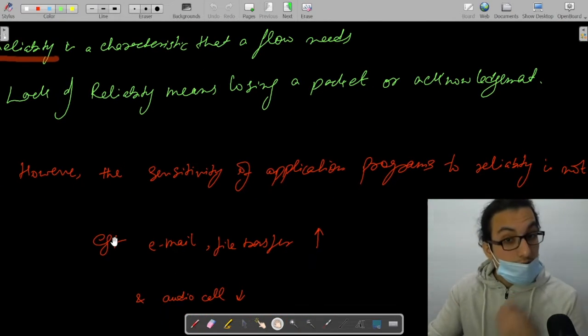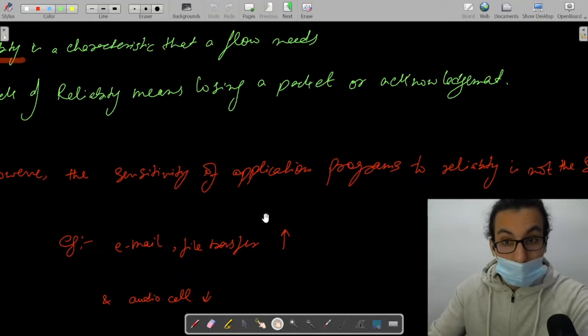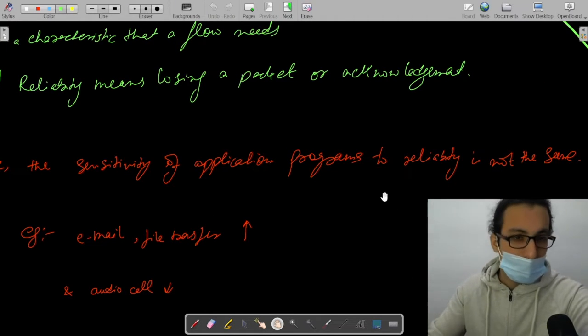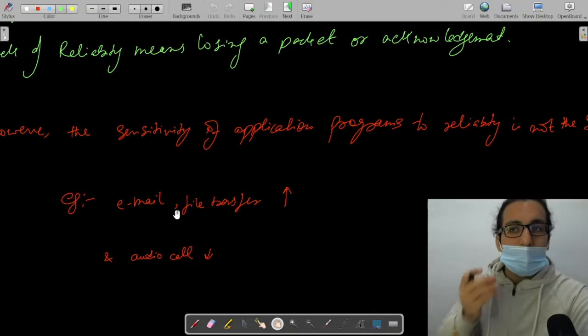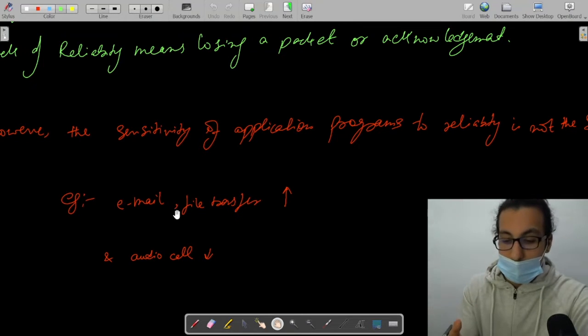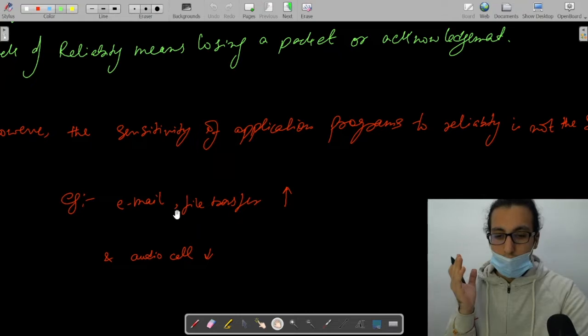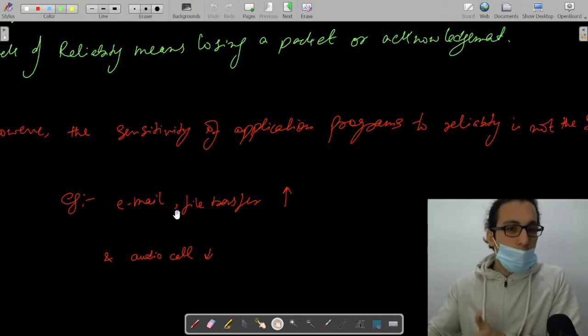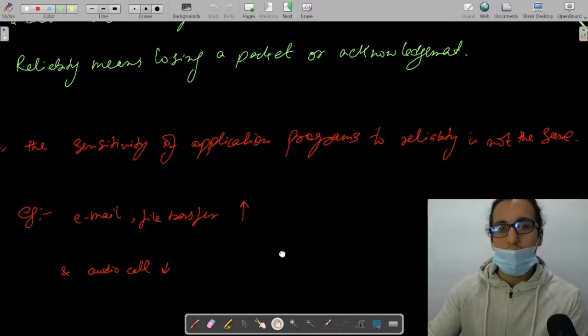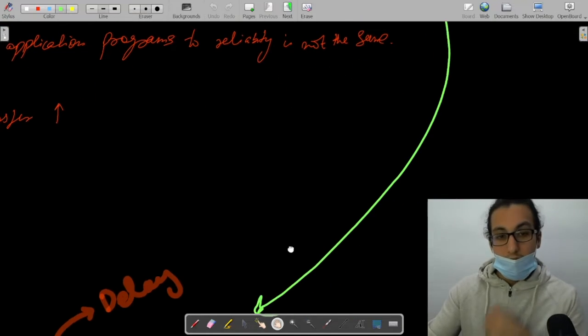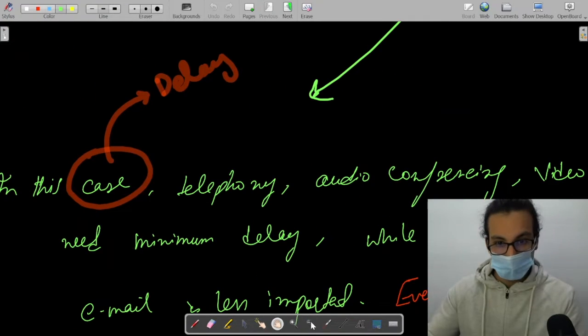However, the sensitivity of application programs to reliability is not the same. For example, emails and file transfers need higher reliability than any audio call. If any packet of data is missing from an email, there's no use of that email, and the same with file transfer. And after that we have delay.